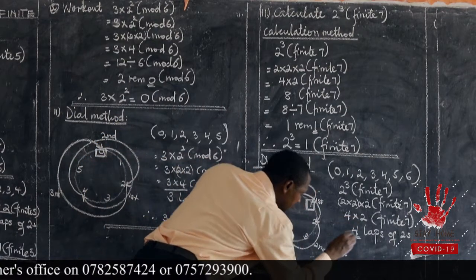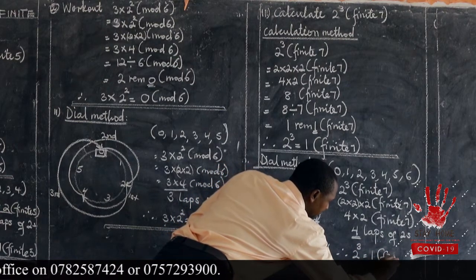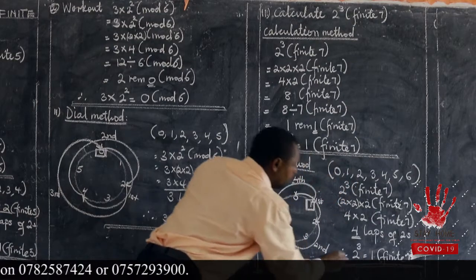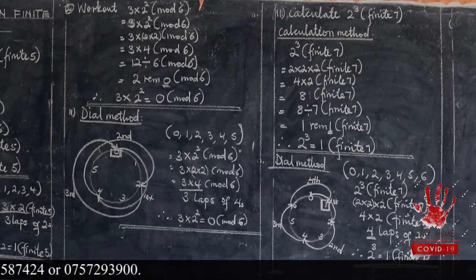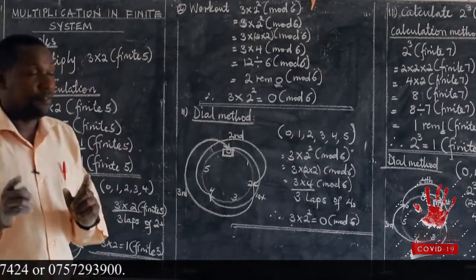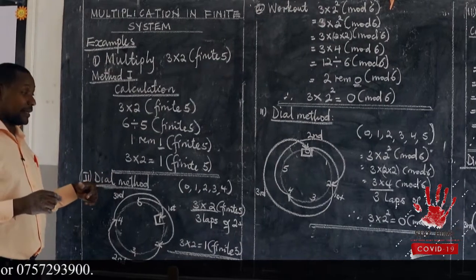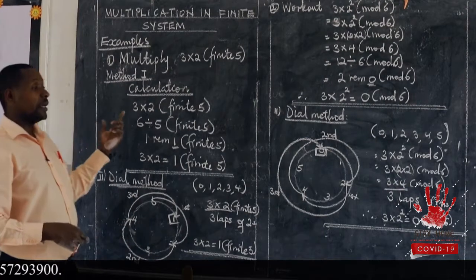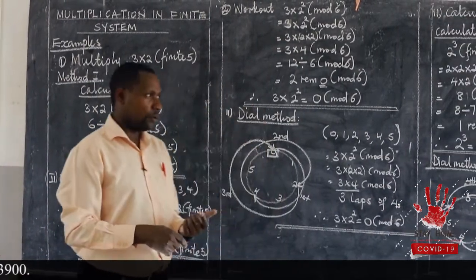How do we conclude this? We shall have our two cubed is equal to one, and this is finite seven. Hope you've watched both methods, the calculation method and the dial method, on all three examples. You've really learned how to group, how to make laps, how to move as you have been told in using a dial, as you have been told in a calculation method. Hope you cannot forget this. These methods have been so simple.